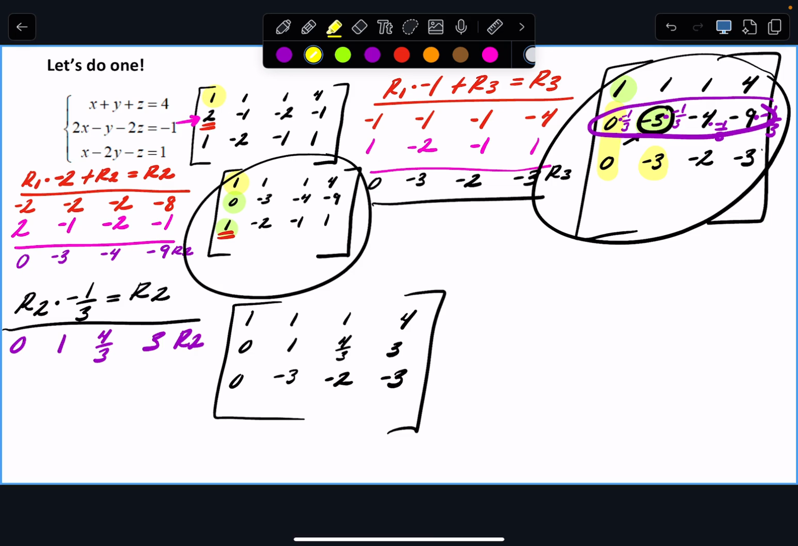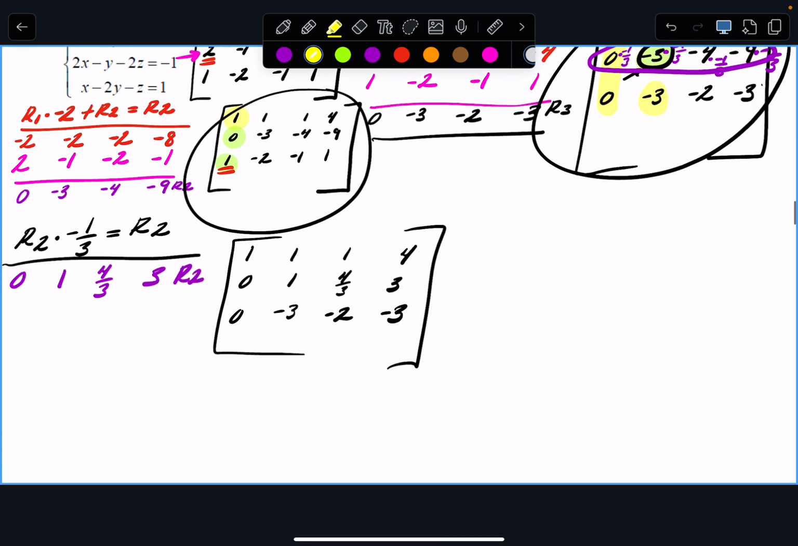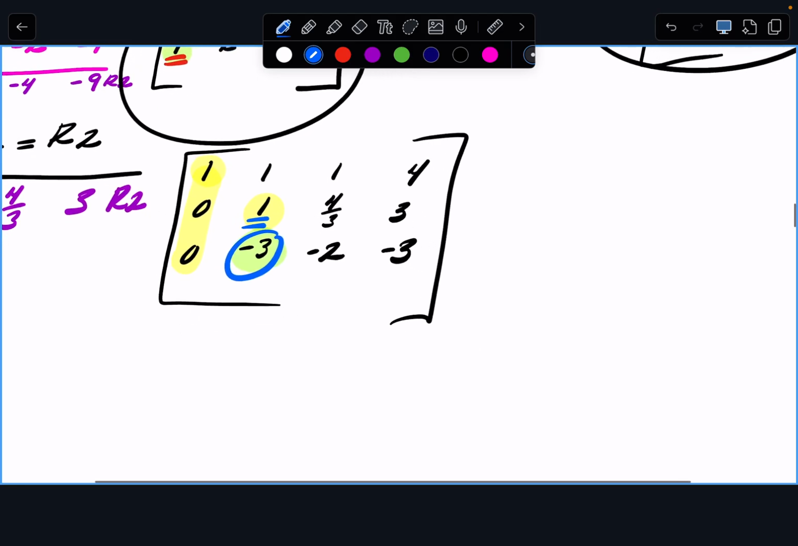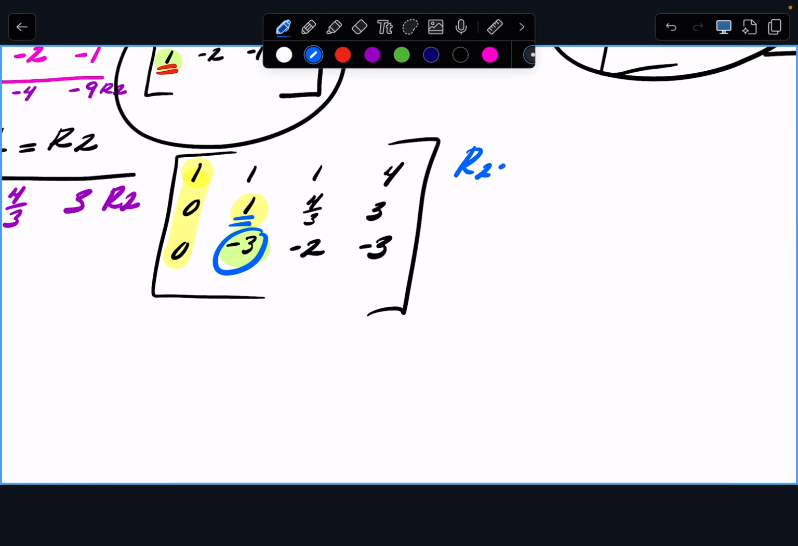So I repeat, you're going to be sick of me saying this. We got a 1 here, 0's below. We got a 1 here. What's the next step? 0 below. How do you get a 0? I only recommend using the 1 from the diagonal to get a 0 here. So we're going to take row 2. Why do you recommend that? Because this process never ruins any of the 1s and 0s from previous.